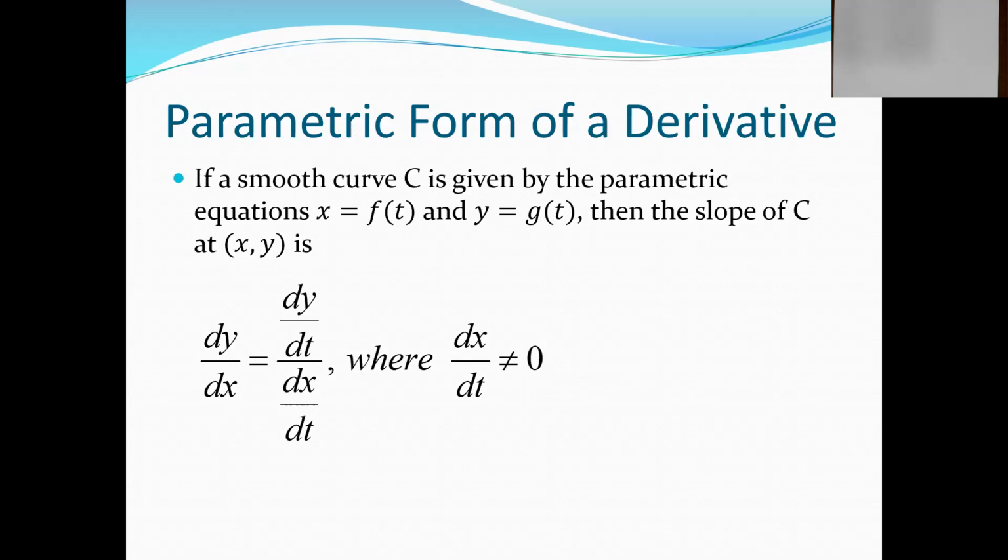and that derivative, dy dx, would equal dy dt divided by dx dt, where of course my denominator has to be non-zero. So that derivative of x with respect to t cannot be zero. If that happens, then we've got major problems and we won't have a derivative of this particular parametric curve.